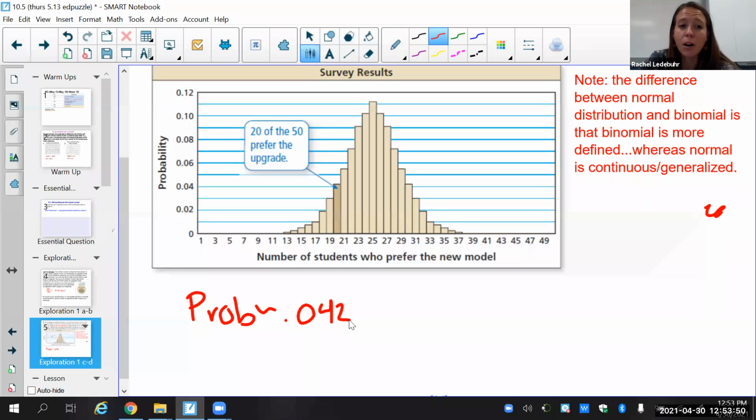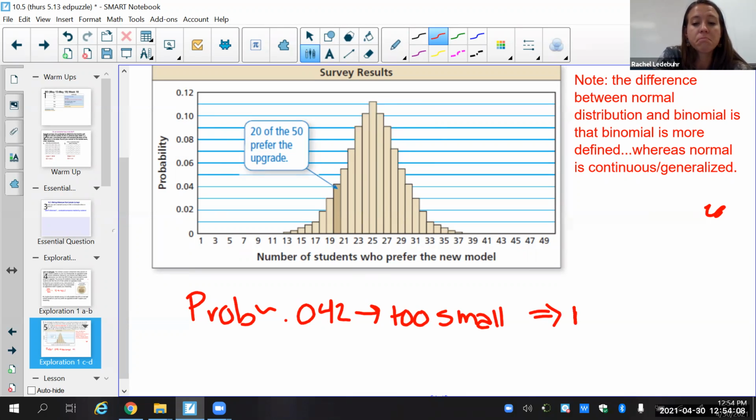That's a very small probability, right? If you look up 0.1, that's a higher probability. These up here, there's a likelihood that that's true, but 0.042, that's too small. So I'm going to say, nope. Just practicing looking at the graph.